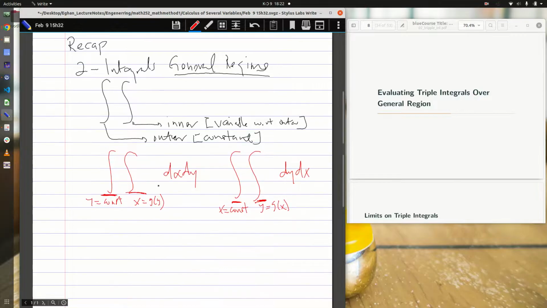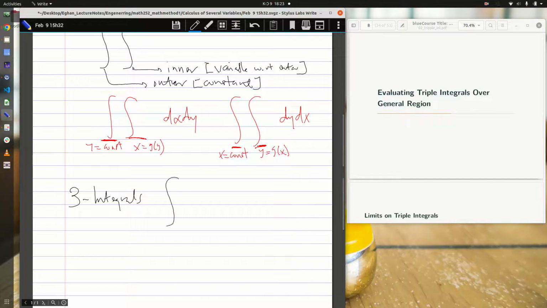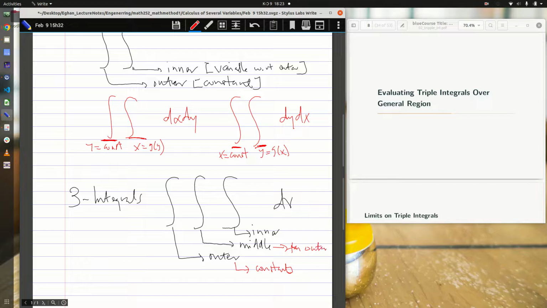In the same way, if I'm considering triple integrals over a general region, there are some properties or rules to play along. So I have integral 1, integral 2, integral 3 dV. This is my inner integral. This is the middle integral. And this is the outer integral. So the same rule applies here. This means that the outer integrals will take some constant values. The middle integral will depend on the outer, so it will be a function of the outer. The inner will be what? A function of the other two integrals.